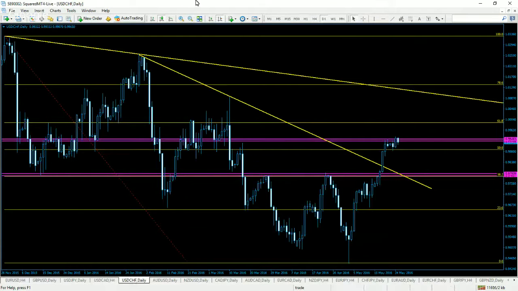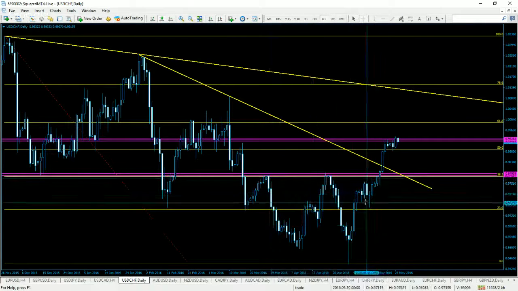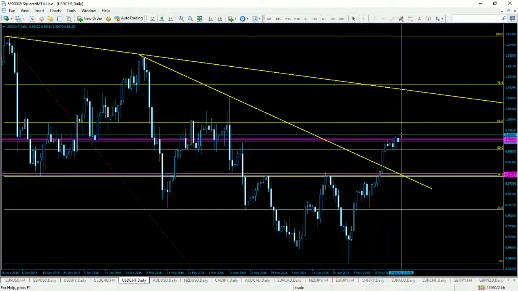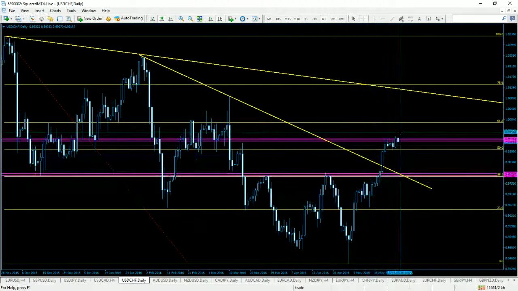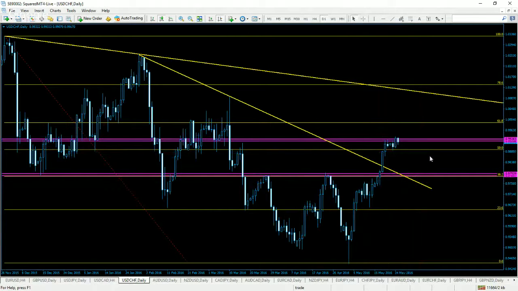Okay, so moving on to the dollar Swiss. So the dollar Swiss, we noted last week that we gave a trade alert on the website long on the breakout above here. So we were actually long from 98.10. And this trade is still open currently. I think we're up just under 100 pips.